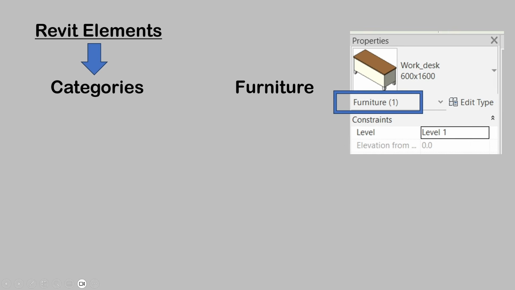Then the elements in Revit are organized into so-called categories. The category is a group of elements with similar properties and functionality. In this example, you can see that I have a category of furniture, which you can as well see in the properties palette that tells you that this is a furniture category.